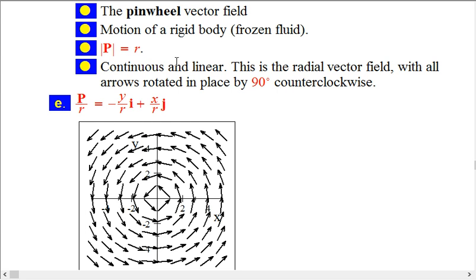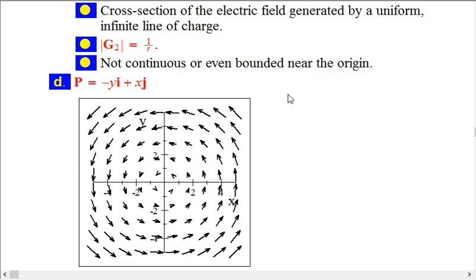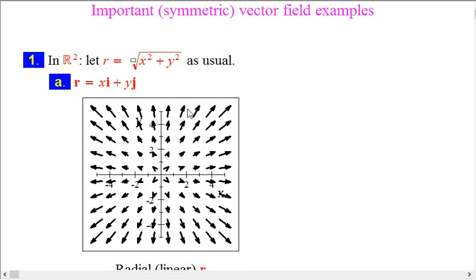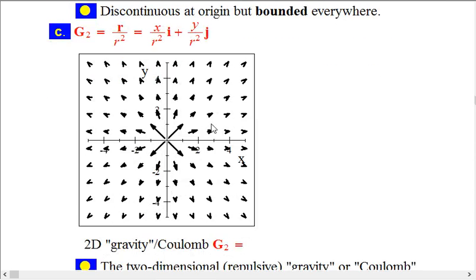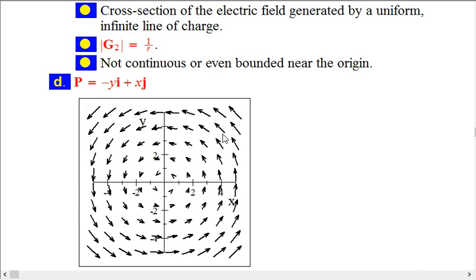One way to picture it is we're actually taking the radial vector field and just rotating all the arrows in place 90 degrees counterclockwise. So let's show that. Okay, so here's the radial vector field. At this point, it's going out with a sort of medium long arrow. And let's go down to the pinwheel. Right at the same place, it's going up and to the left, 90 degrees rotated with the same magnitude.